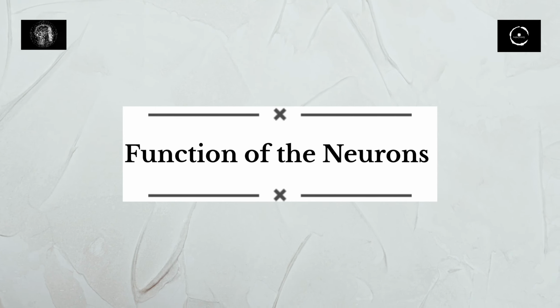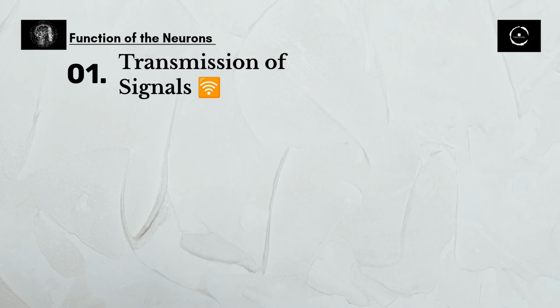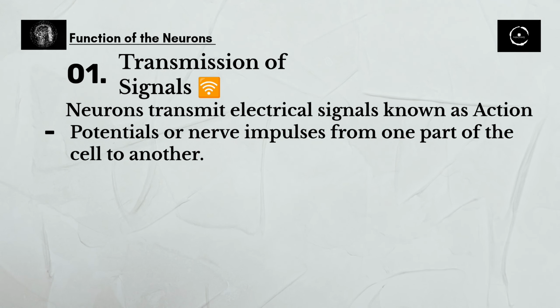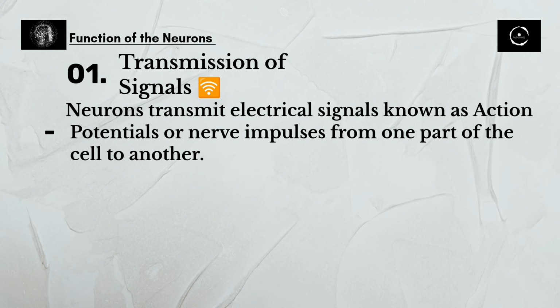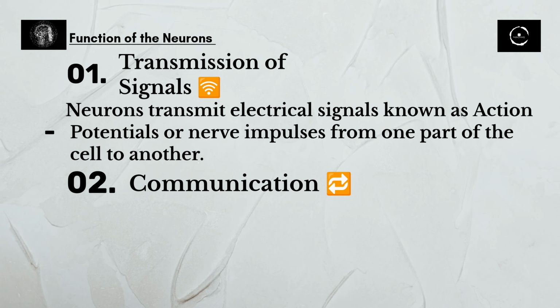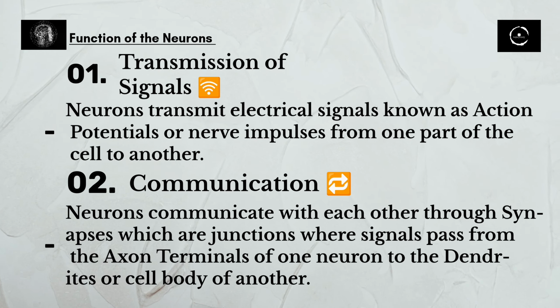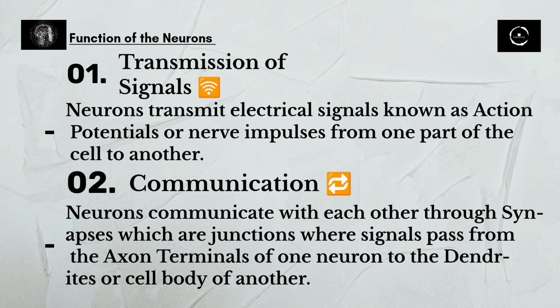Function of the neurons. Number 1, transmission of signals. Neurons transmit electrical signals, known as action potentials or nerve impulses, from one part of the cell to another. Number 2, communication. Neurons communicate with each other through synapses, which are junctions where signals pass from the axon terminals of one neuron to the dendrites or cell body of another.